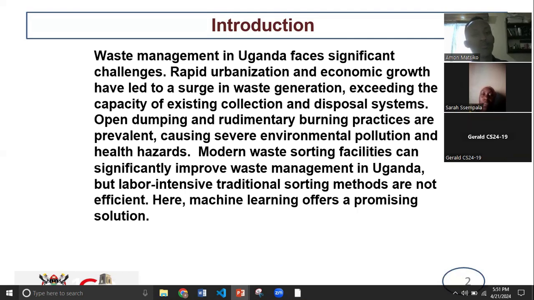The labor-intensive traditional methods of sorting are not efficient. So we come in with machine learning. It doesn't need a lot of labor and it's really efficient.